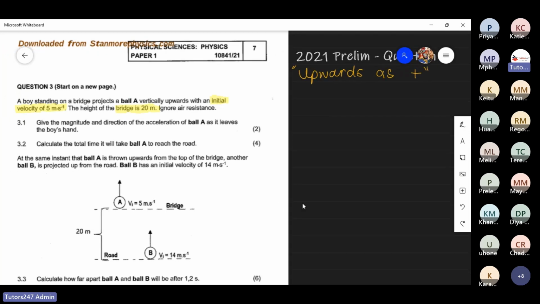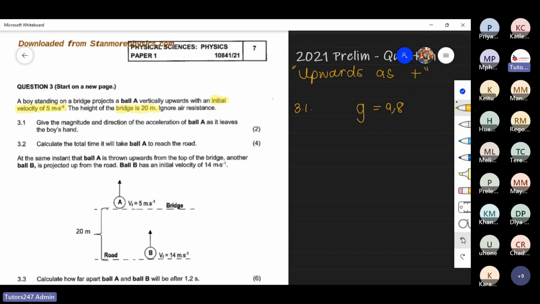So our first question, 3.1. Give the magnitude and direction of the acceleration of ball A as it leaves the boy's hand. When they're talking about acceleration within vertical projectile motion, keep in mind they're referring to g, which is 9,8 meters per second squared. That is the magnitude of the acceleration.